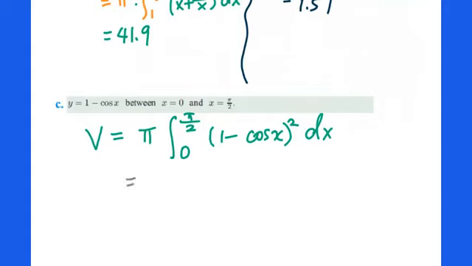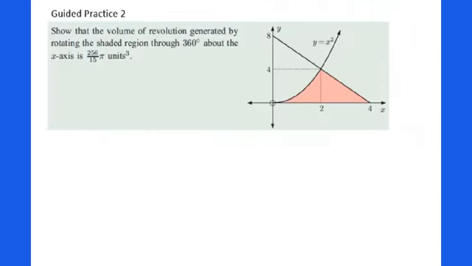Then we put this into calculator, you will get 1.12. Let's go to guided practice 2. Show that the volume of a revolution generated by rotating the shaded region through 360 degrees about x-axis is this.